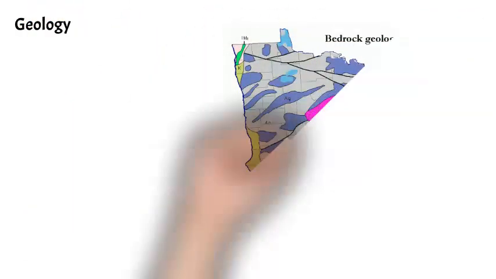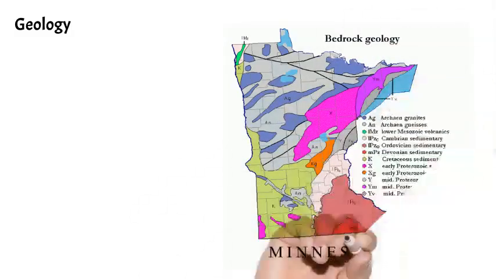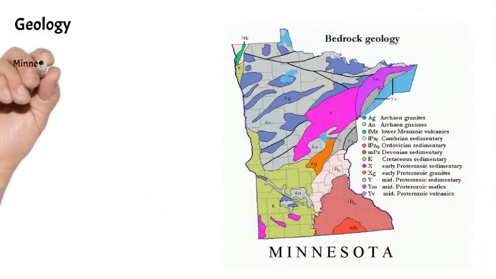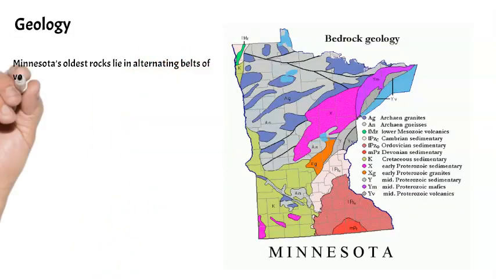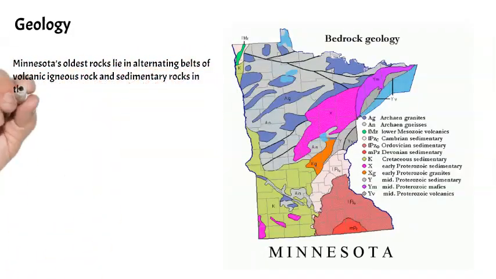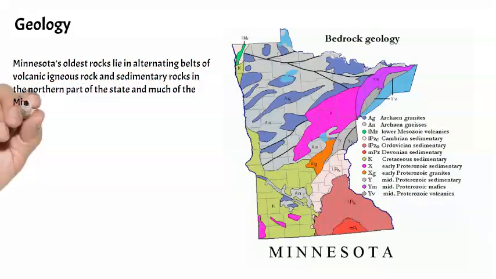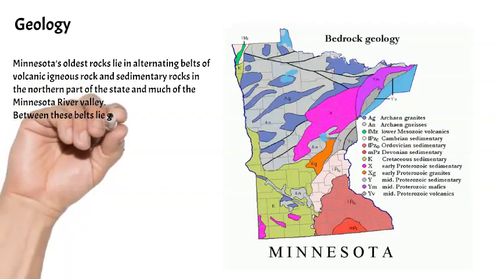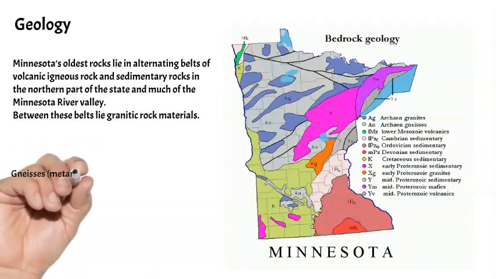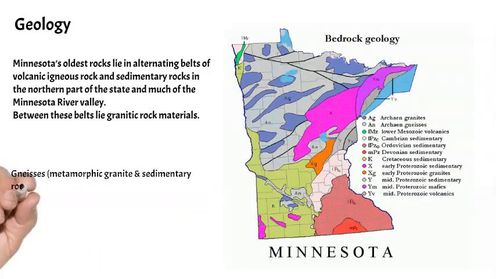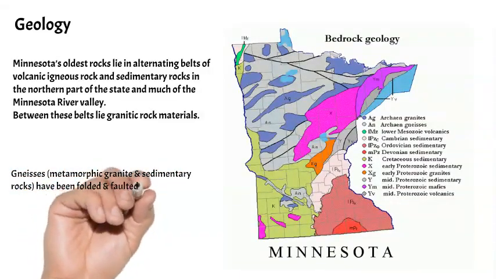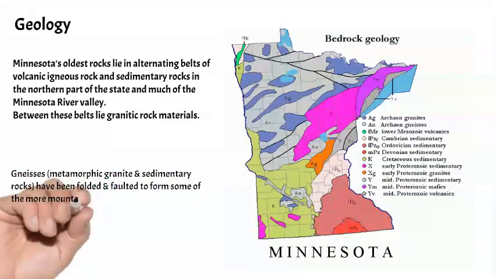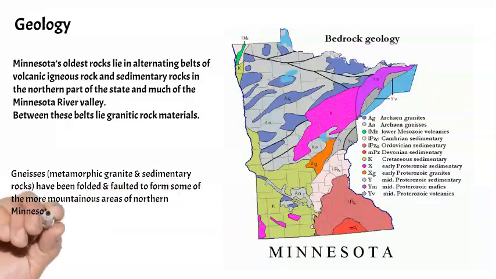The geology. The geology is key, and a lot of it has been deposited or carved away by the ice sheets. Minnesota's oldest rocks lie in alternating belts of volcanic igneous rocks and sedimentary rocks in the northern part of the state, the grey, blue, pink and purple. But further south there is granitic rock.